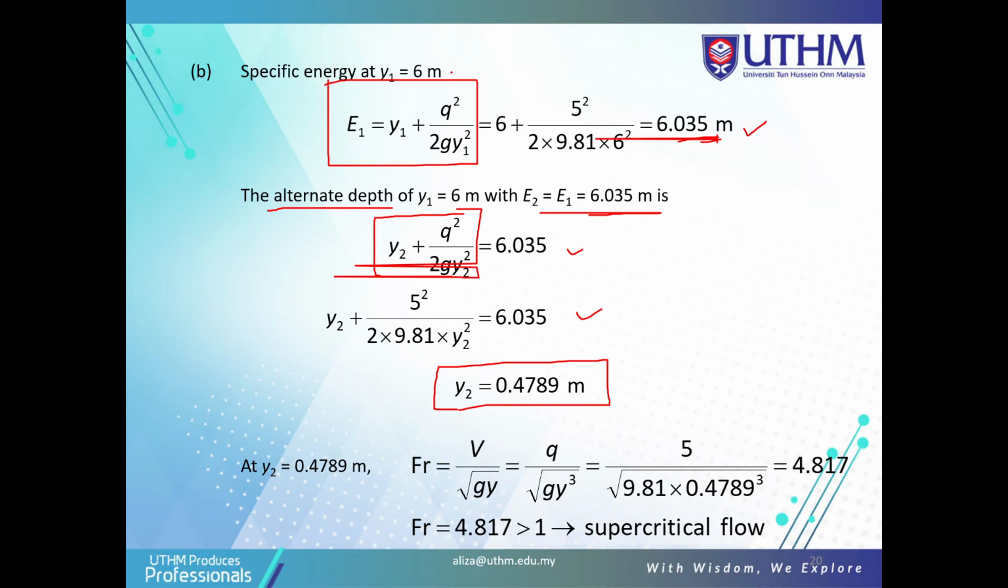Okay, we know that Y1 is 6 meter and Y2 is 0.4789 meter. We use the Froude number. You know that the V here is equal to Q over area, and also use this equation with the Y2. You just put the Y2 here, you get the value of Froude number is 4.817. So this is more than 1, so this is supercritical. This is the solution for B. So we get the supercritical flow.